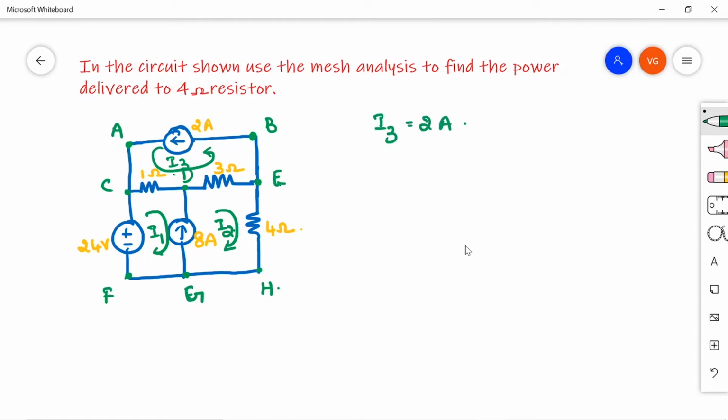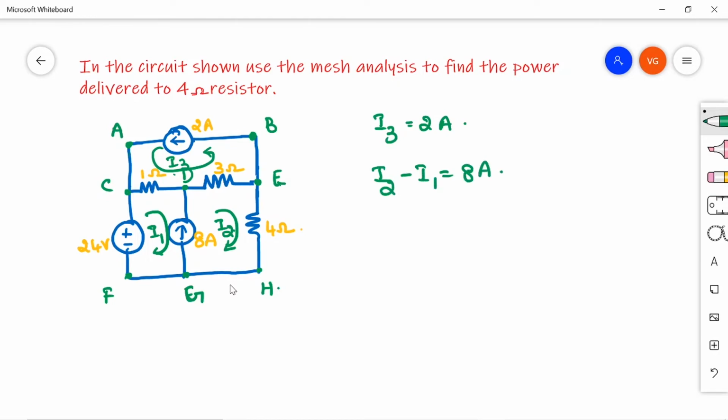So again you have another branch here, DG. Again this DG is also having some current source, 5 amperes. So what is the current that is present in this branch DG? These two currents, I2 and also I1. See here, I2 is going in the same direction as this 8 amperes, whereas I1 is flowing opposite to 8 amperes. So I2 minus I1 is equal to 8 amperes.